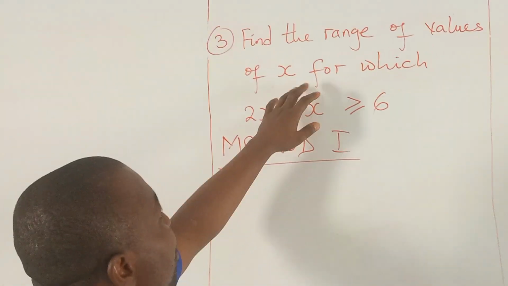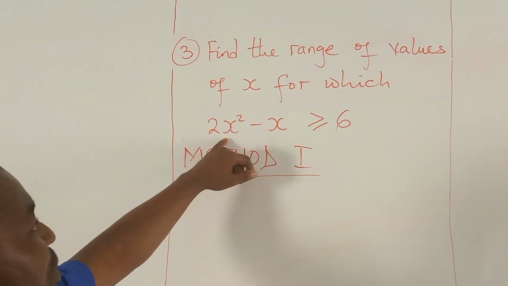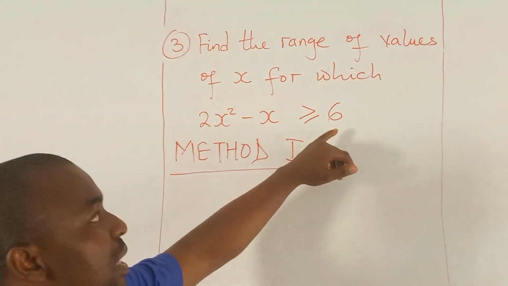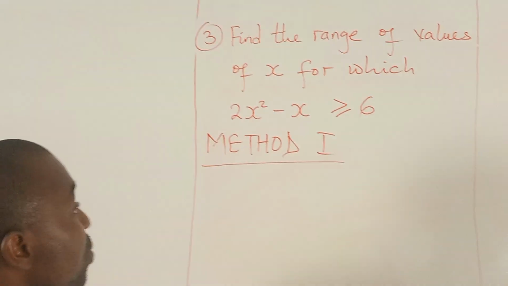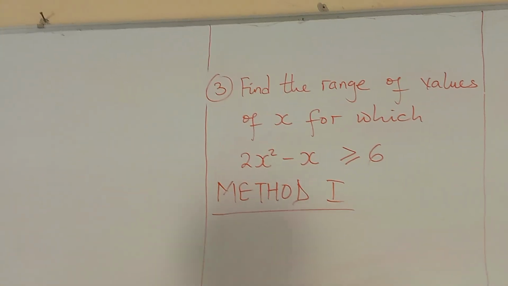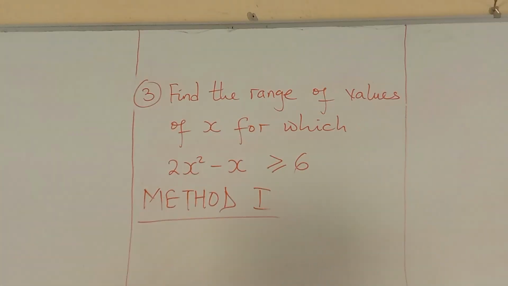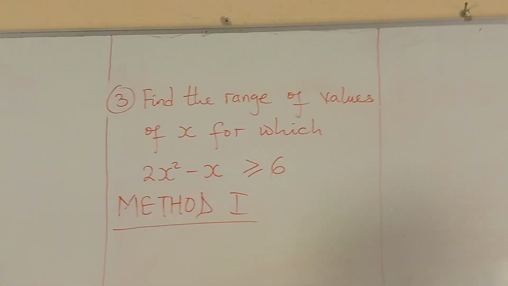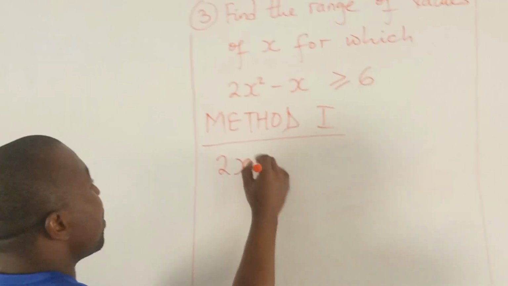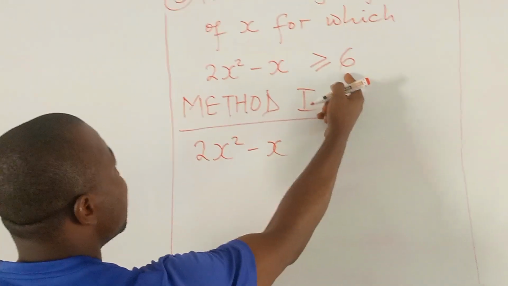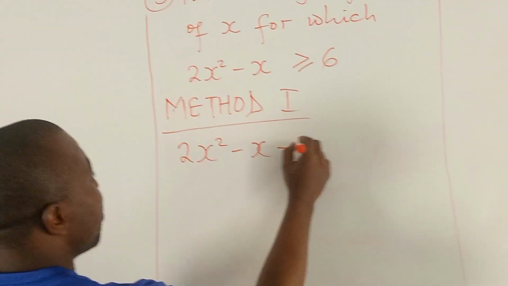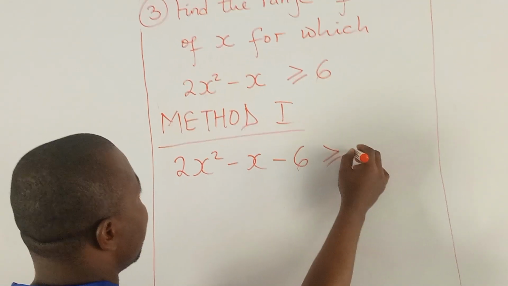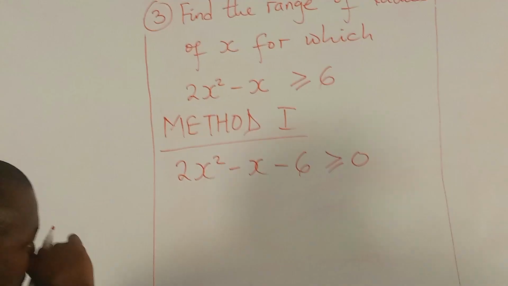Find the range of values of x for which 2x squared minus x is greater than or equal to 6. I'll use two methods in doing that. Method 1: 2x squared minus x. If 6 crosses over to this other side, it will become negative, greater than or equal to 0.